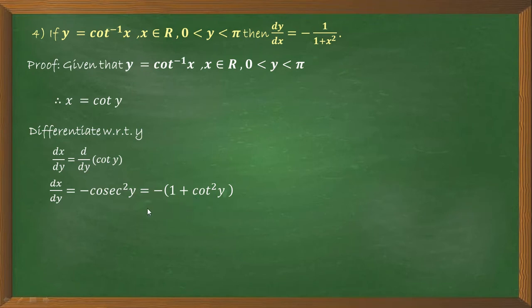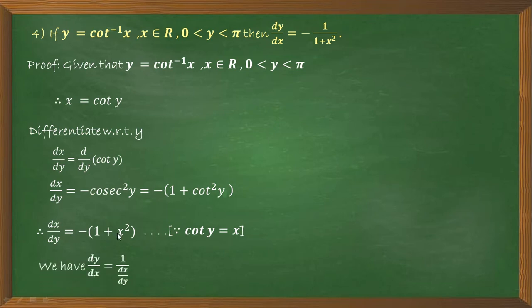Now as cot y is equal to x, we get dx by dy is equal to minus of 1 plus x square, since cot y is equal to x. So this is just an adjustment here. Now as we require the derivative of cot inverse x, here this is the derivative of cot y. So by that theorem, dy by dx is equal to 1 upon dx by dy, and hence we get dy by dx is equal to minus 1 upon 1 plus x square.